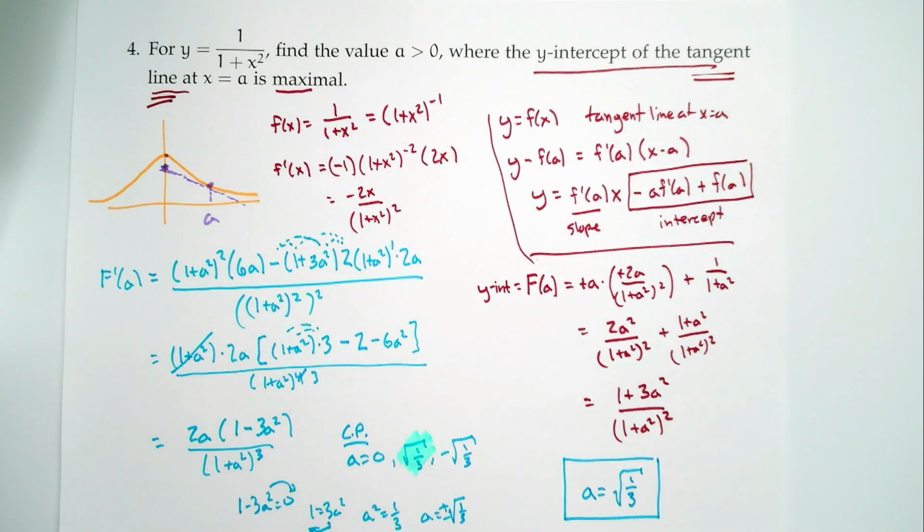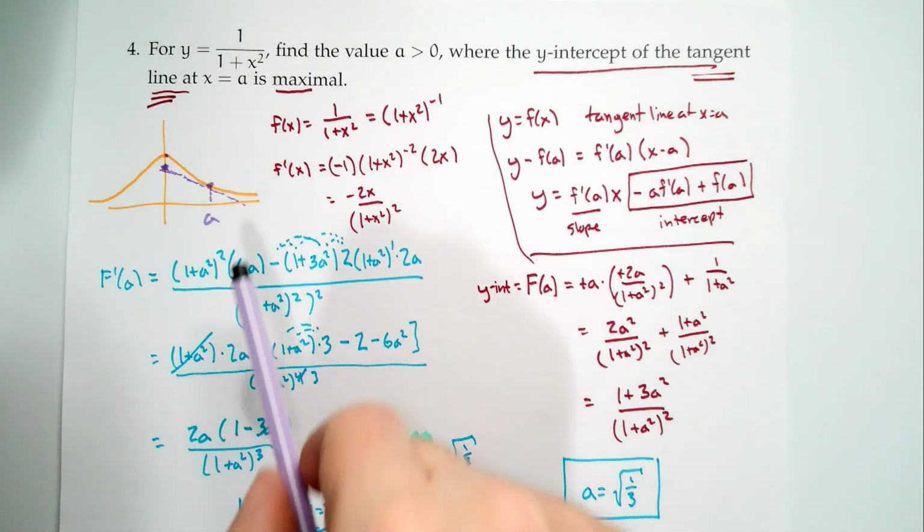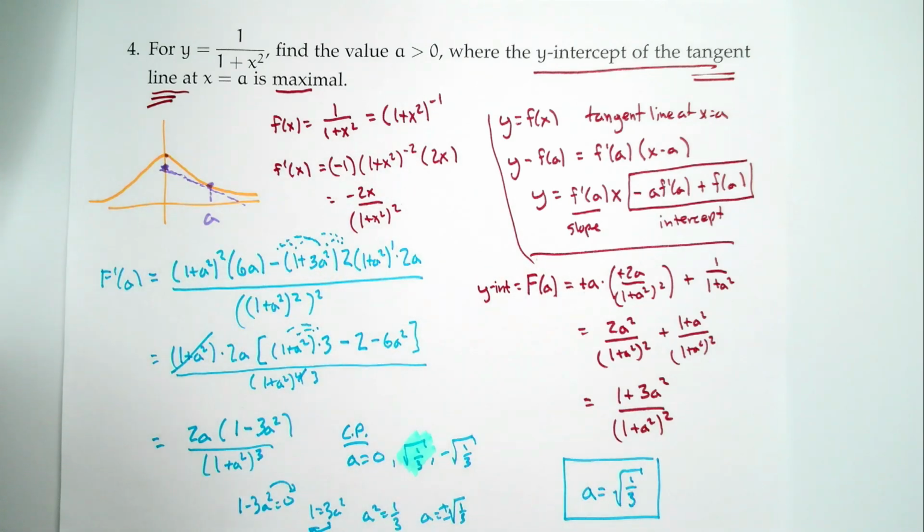Now, you might think to yourself, wait a second, that seems oddly familiar. Isn't it the case that the square root of 1/3 is not just any random point for this function? It seems like it's something special. All right, do you see what it is? Well, maybe not so clear. It turns out this is an inflection point.